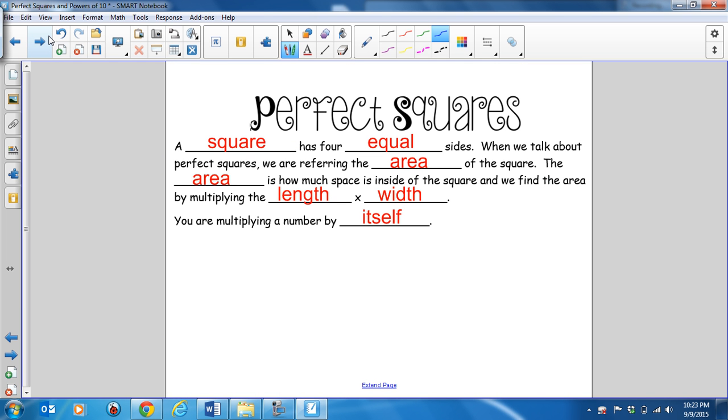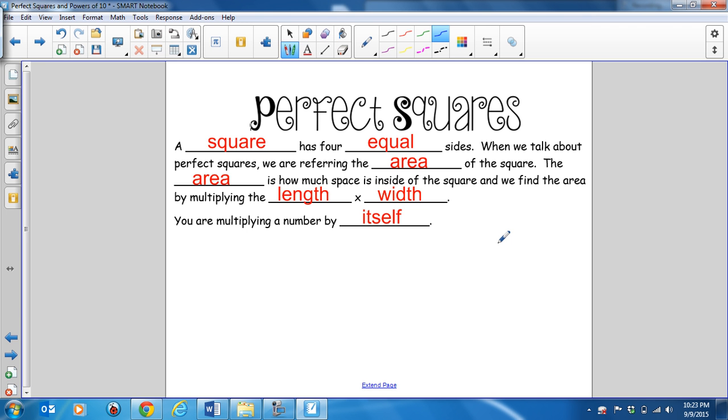So what I want you to do is go ahead and fill out your notes. A square has 4 equal sides. When we talk about perfect squares, we are referring to the area of the square. The area is how much space is inside of the square. We find the area by multiplying the length times the width. You are multiplying a number by itself when you have a square.